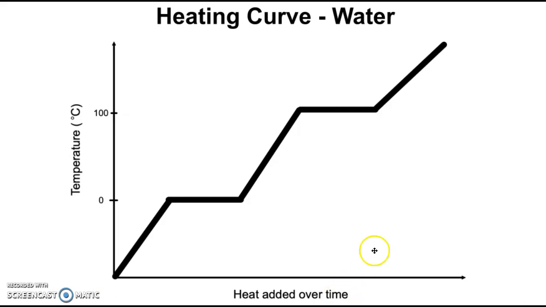We call this type of graph in general a heating curve that has heat added or time on the x-axis and temperature on the y-axis. And you will often see this shape that kind of has these zigzag lines through it.